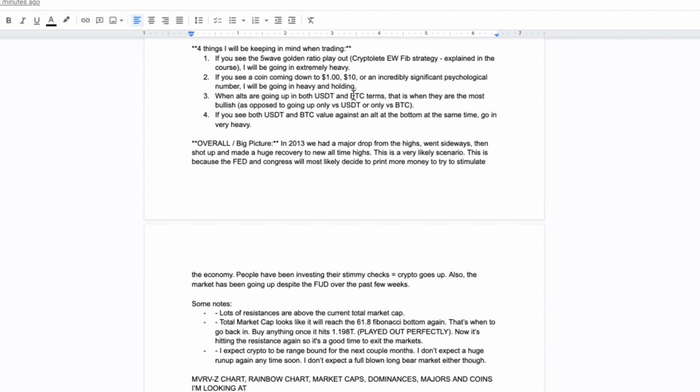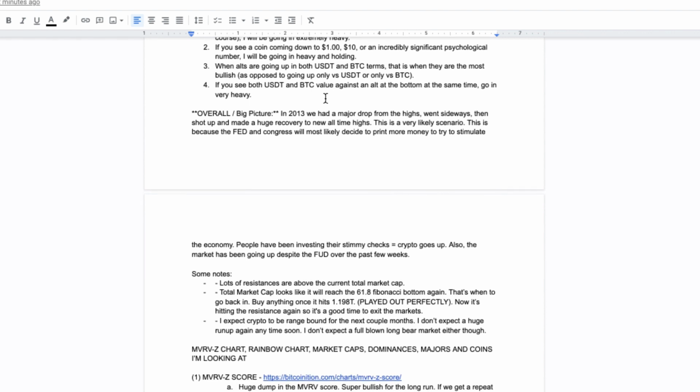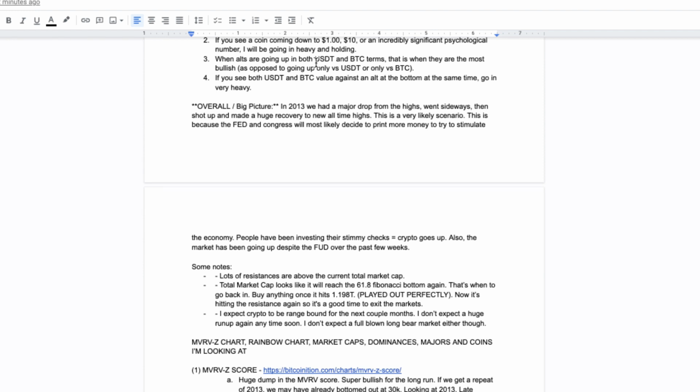Especially if it lines up with support and resistance levels. Number 3, when alts are going up in both USDT and Bitcoin terms, that's when they are most bullish, as opposed to going up only versus USDT or only versus Bitcoin. And number 4, if you see both USDT and Bitcoin value against an alt at the bottom at the same time, then I go in super, super heavy. If both the USDT and the Bitcoin values are at their lows, it's a really good opportunity.